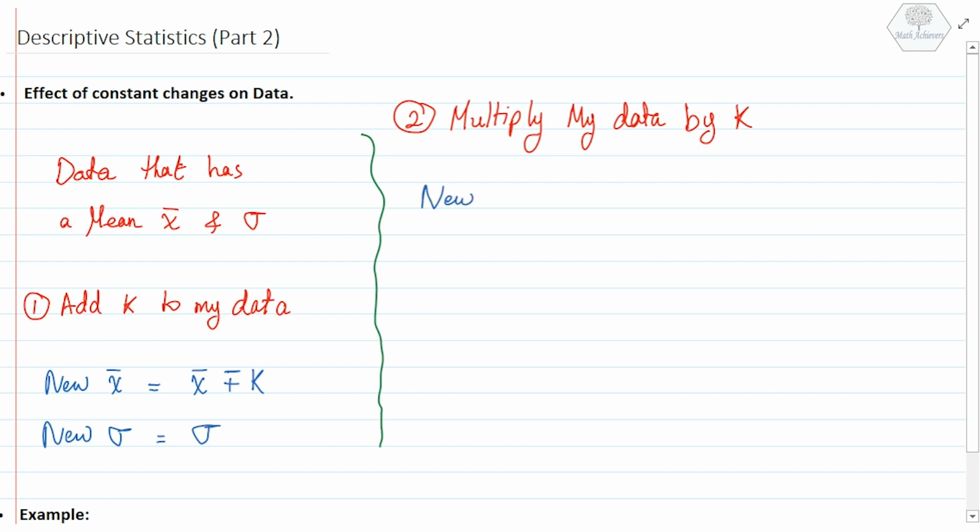Then my new mean, my new x bar, will be equal to k times x bar, and my new standard deviation will be equal to the absolute value of k, because I don't take a negative value, times the old standard deviation. So I can understand that the standard deviation is not affected by addition and subtraction, and only affected by multiplication and division. Let's see an example.